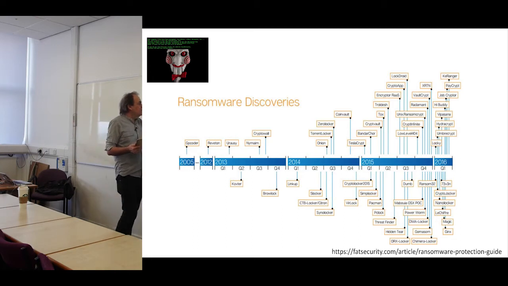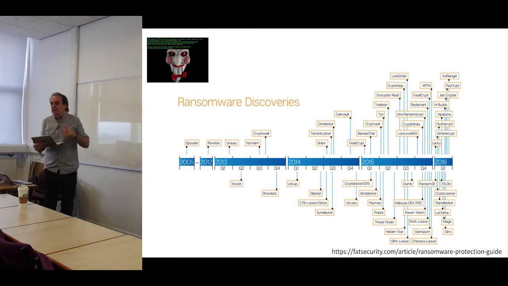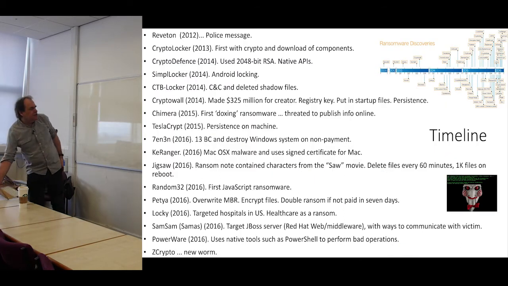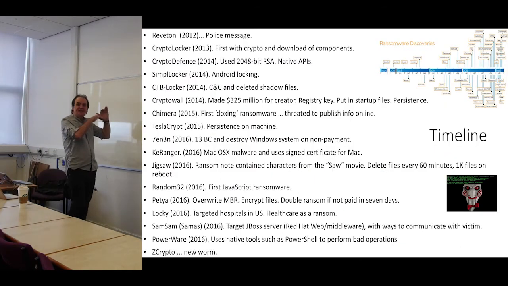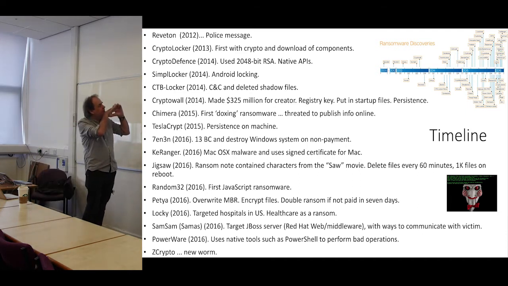So it kind of goes back to this one here, the GP coder one. We have the Reveton here. And then generally we've evolved through the integration of things like Tor networks. So here's some of the history, and it shows you the basic evolution of how ransomware has happened.